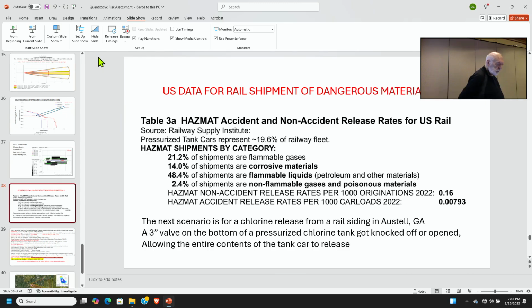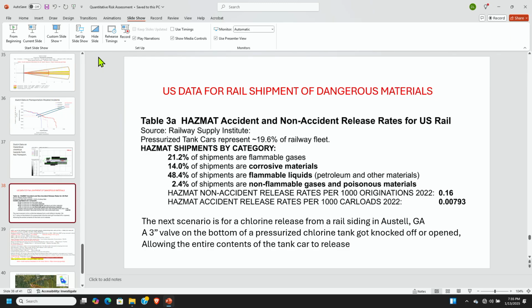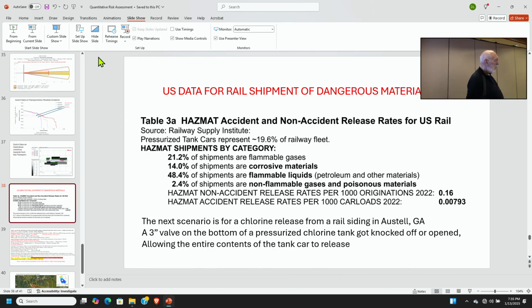The next scenario is a chlorine release from a rail siding closer to home. The scenario is very simple. What would happen? They have a rail yard over in Austell. I think everybody here knows what it is or has seen it at one point or another. What would happen if they had either a 3-inch hole or a 3-inch diameter bottom valve in a tank car full of chlorine break off? It's not pretty.